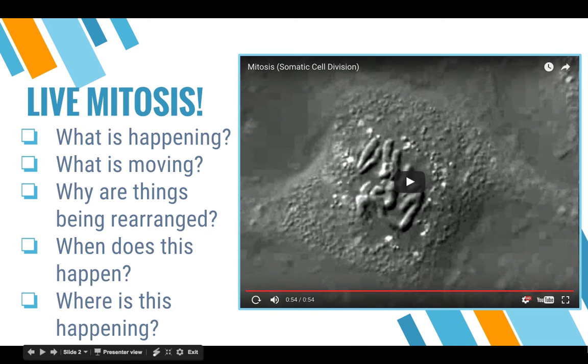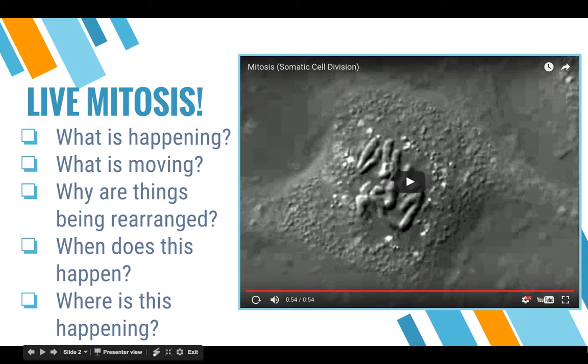This happens anytime you need a new cell. If you are injured, if cells are older and they die, if this goes out of control, you can actually end up with cancer. But most of the time, this does this to repair and to fix cells in your body. Cell division happens in almost every body cell. It officially happens, the movement of the chromosomes at least happens in the nucleus.